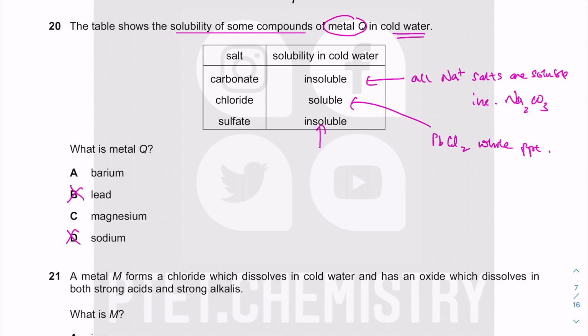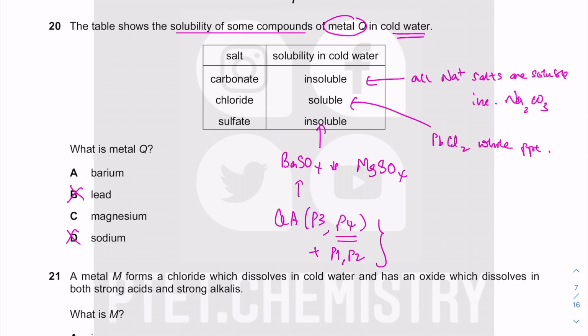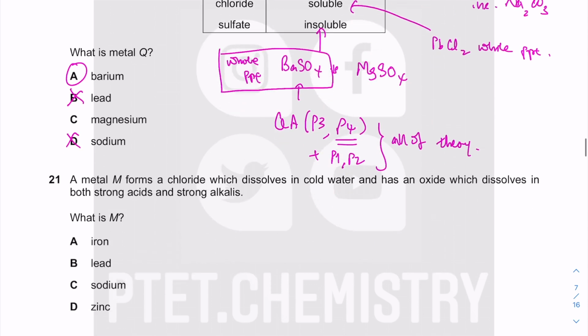Now onto the sulfate, barium sulfate versus magnesium sulfate. If you know your QA, which is from your paper 3, they like to ask you in the alternative to practical in paper 4, of course, plus paper 1 and paper 2, in fact, all of the theory paper as well as the practical paper. This is a classic white PPT, because this is the test for sulfate, test for SO4 2-. So very clearly it's barium and it's not magnesium sulfate there.